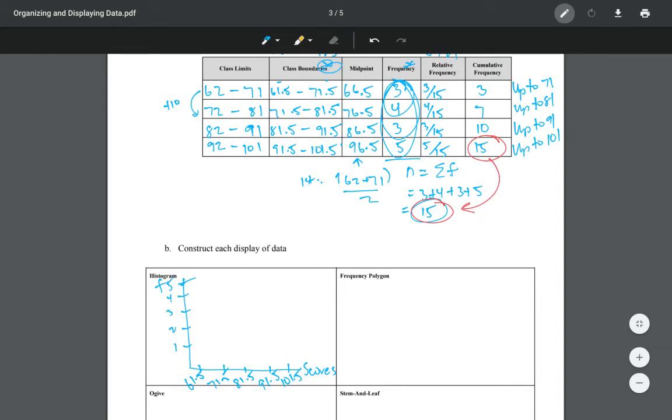And I'll go ahead and just draw my bars using my frequencies. So the first bar is going to go up to 3. The next bar goes up to 4. More or less straight. The next one is also 3. And then that last one is 5. So up to 5 for the last one. I like to label these with the frequencies on top just to make it really easy and quick to read.